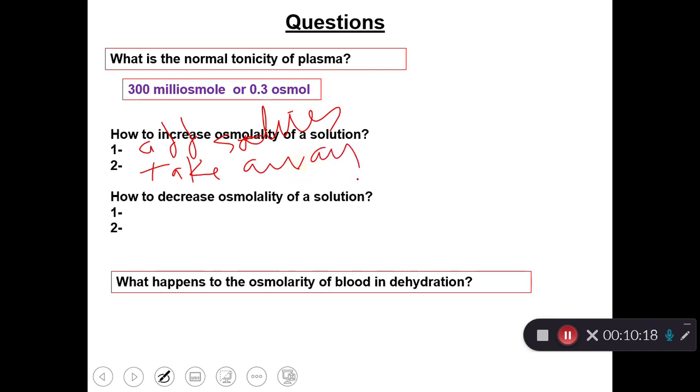How about if you want to make your solution diluted, like decrease its osmolarity? You can add water, and it's going to be diluted, or you can take away solutes, and the body can take away solutes or add water. And in this case, you will make the solution of less osmolarity. So what happens to our blood osmolarity in case of dehydration? You are taking away water, so the osmolarity in this case increases.